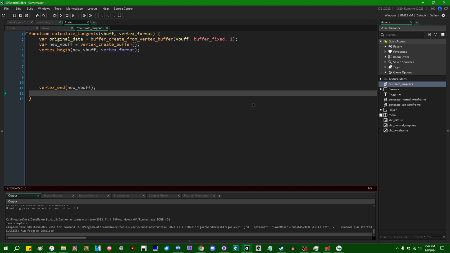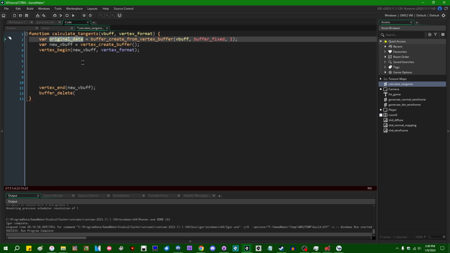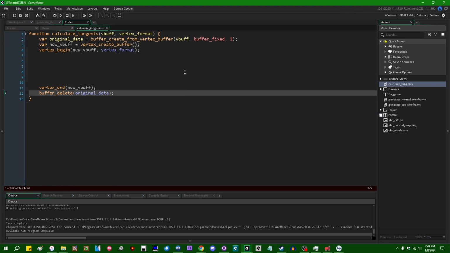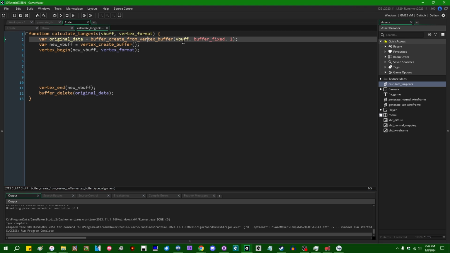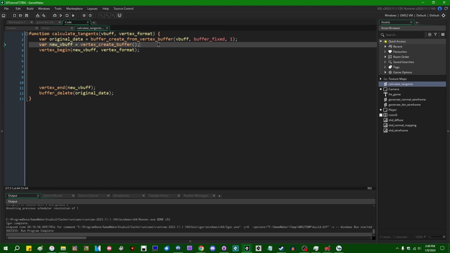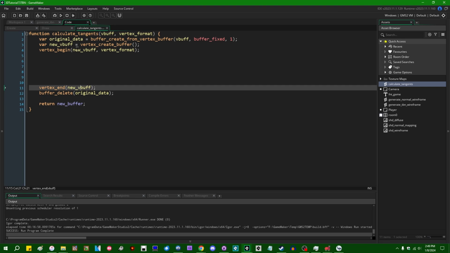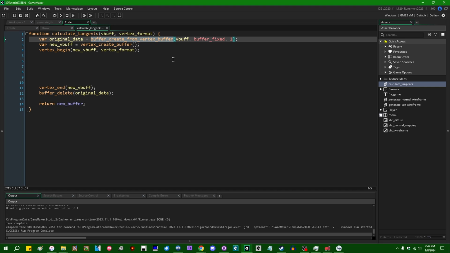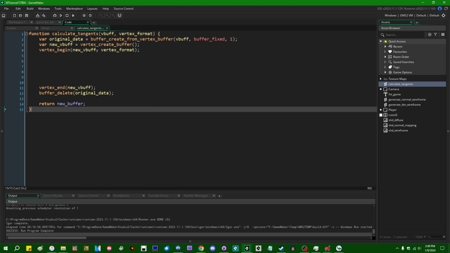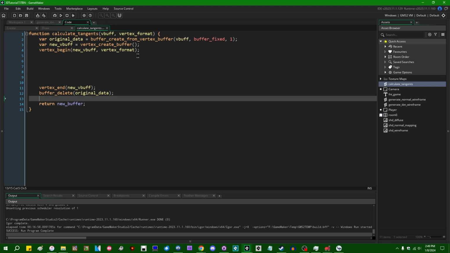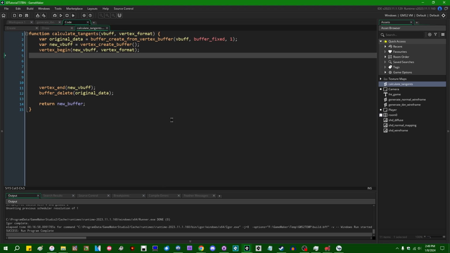Of course, we're going to want to buffer delete. This won't delete the original vertex buffer. It'll just delete the copy, or the regular buffer. And at this point, we might as well return new buffer like this. Worth mentioning, buffer create from vertex buffer will not work on frozen vertex buffers. So if you're going to do this, you're going to want to do it before you freeze the vertex buffer, because once you freeze the vertex buffer, you can't do crazy things like this to it.